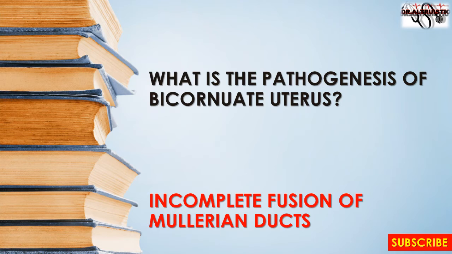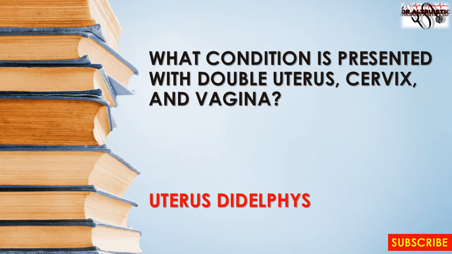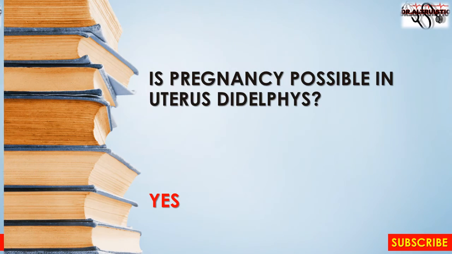What is the pathogenesis of bicornuate uterus? Incomplete fusion of Mullerian ducts. Complete failure of fusion of the uterus. Diagnosis: uterus didelphys. What condition is presented with double uterus, cervix, and vagina? Uterus didelphys. Is pregnancy possible in uterus didelphys? Yes.